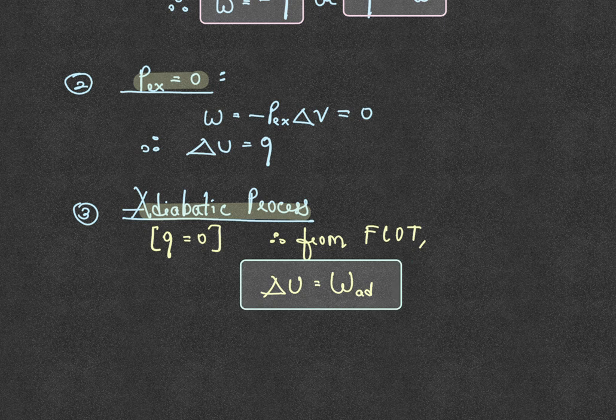So what is adiabatic? Adiabatic is a process in which there is no heat which is exchanged between system and surroundings. So system and surroundings are not able to exchange any heat in between them. Which means Q, the heat exchange between system and surroundings, is 0.